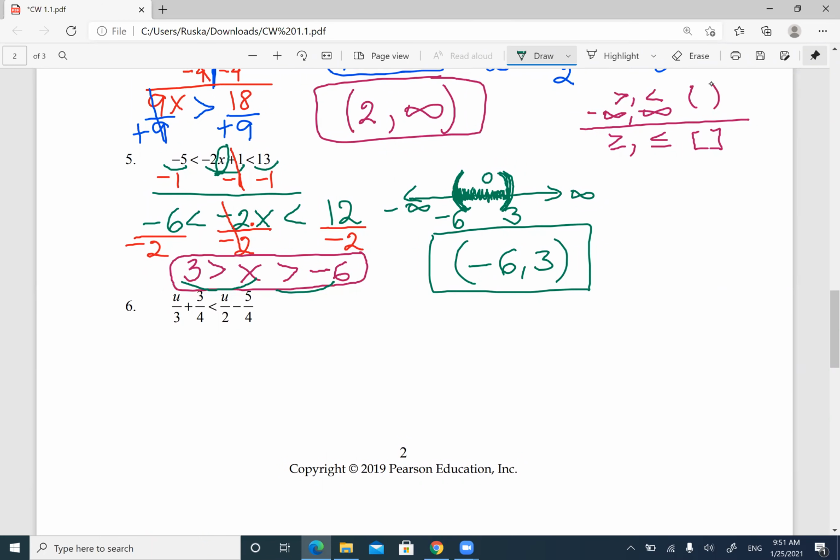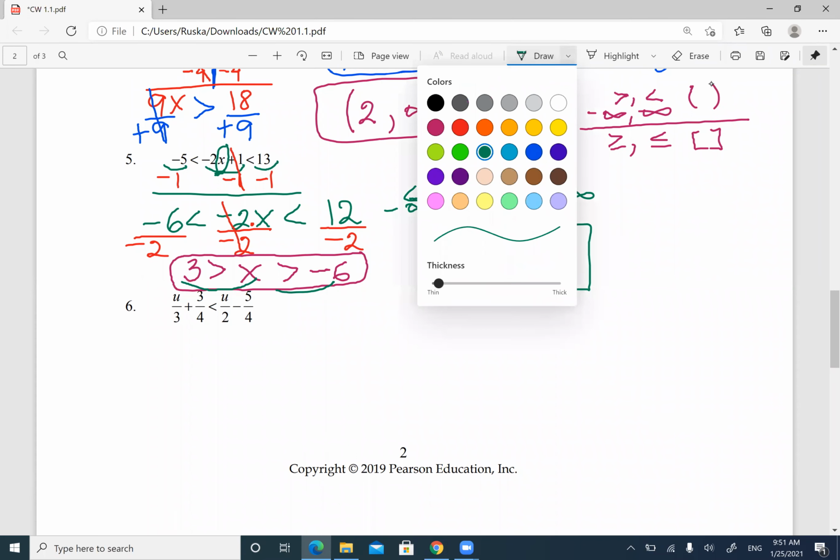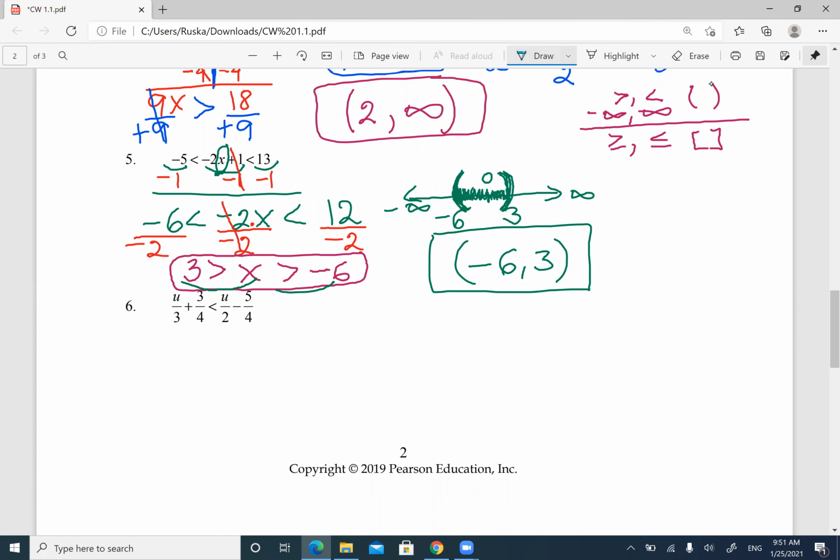So for number 6, we're gonna do the same way. We're gonna get u by itself, but here we're gonna have fractions. So if you want, you can get rid of the fractions first. In order to do that, I need to find the least common denominator. The denominators are 3, 4, and 2, right? And there's another 4, but I can use it only once. So I'm gonna put the numbers 3, 2, and 4, and I'm gonna start dividing by something.